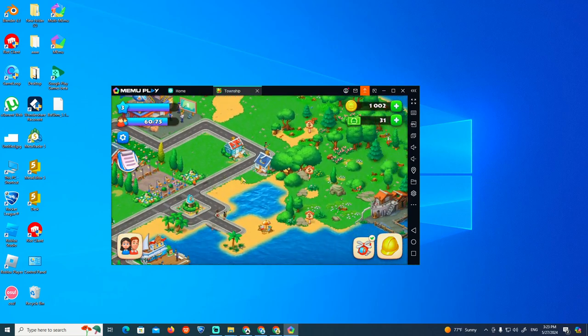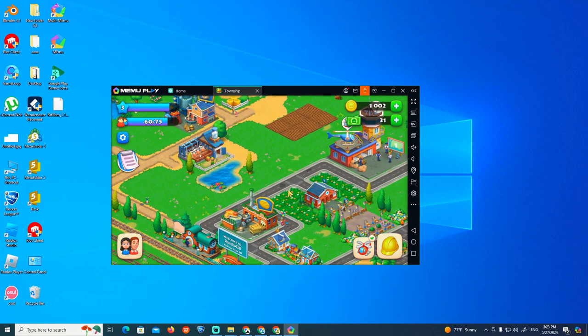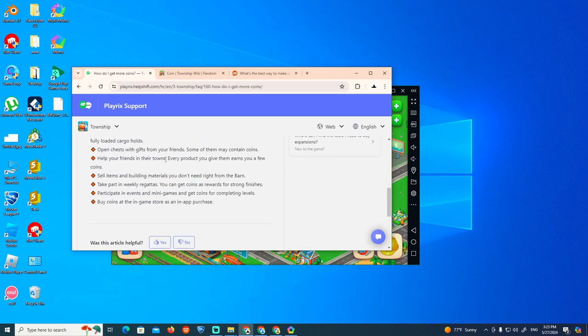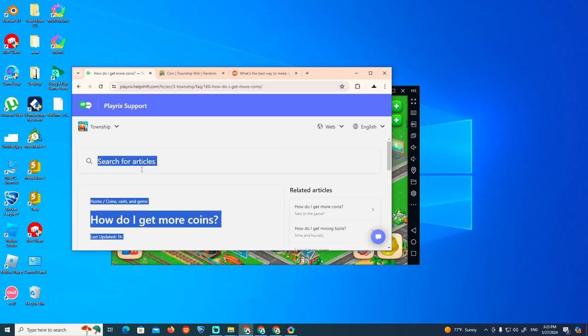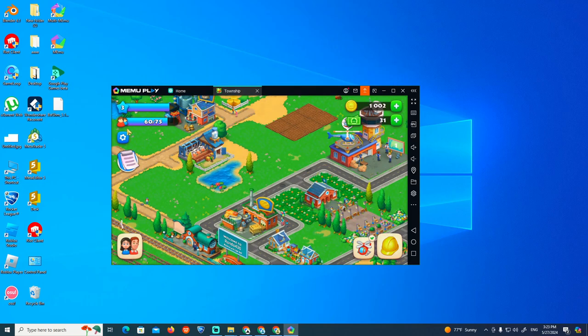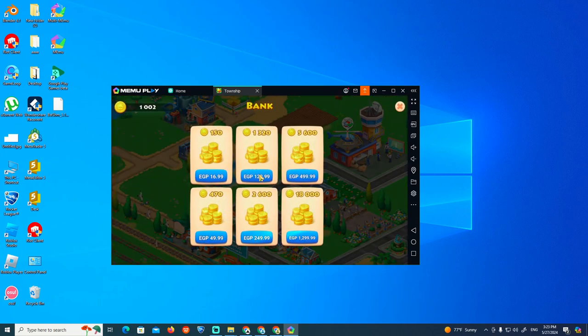So what we would like to do is to get more coins. You can start to read it to get more coins, or you can go here to the plus icon and buy more coins. And that is all, guys, to help you on the situation.